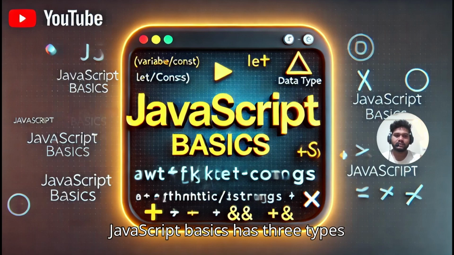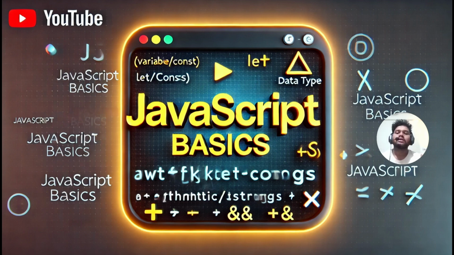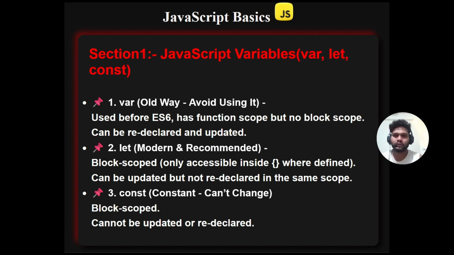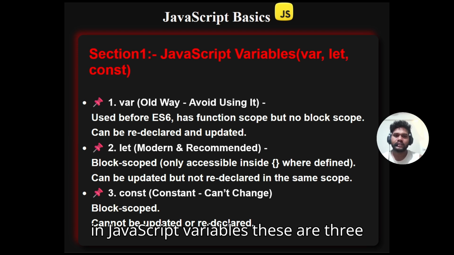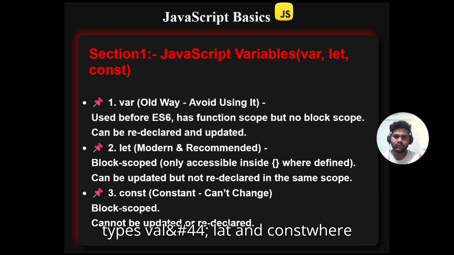JavaScript Basics has three types: variables, data types, and operators. So let's get started with JavaScript variables. In JavaScript, there are three types of variables: var, let, and const.